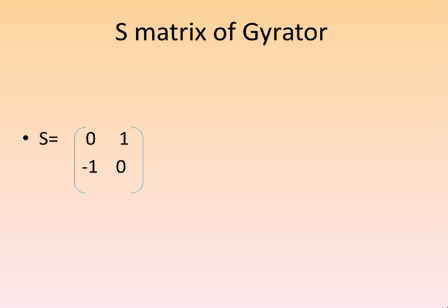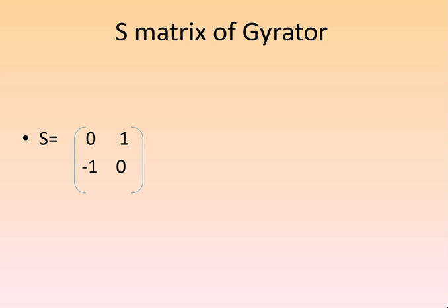This is the S matrix of the Gyrator. As Gyrator is lossless, S11 and S22 will be 0, but as you can see S21 is -1, because for S21 the input is applied at port 1 and we are considering the output at port 2. In Gyrator, a signal applied at port 1 and coming out of port 2 will experience a 180 degree phase shift.